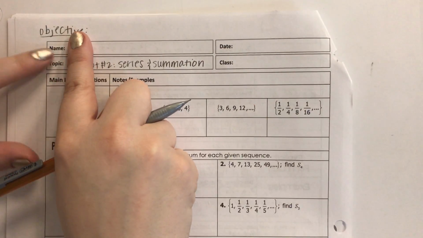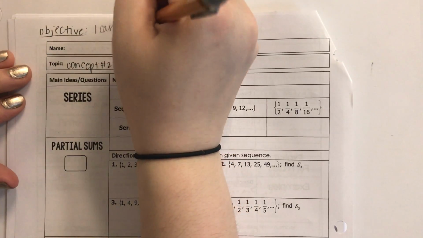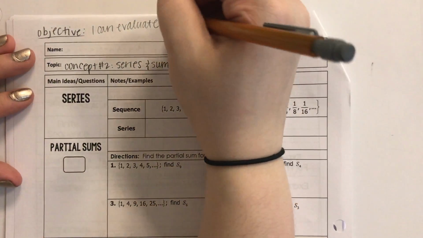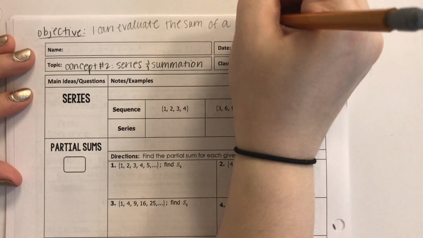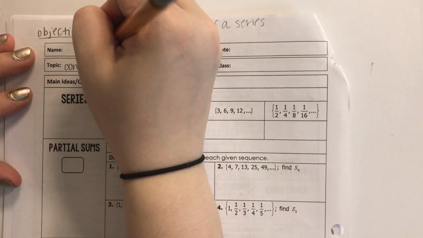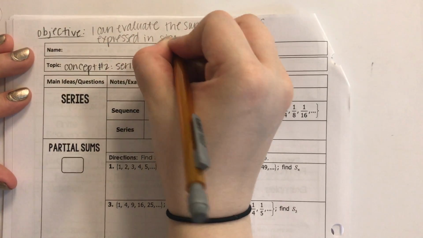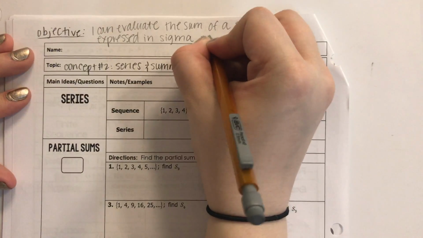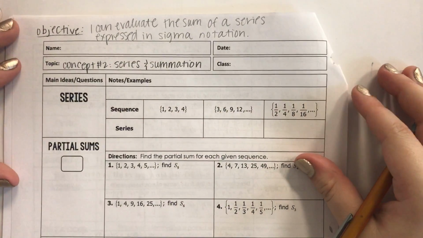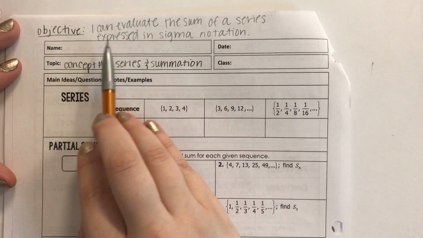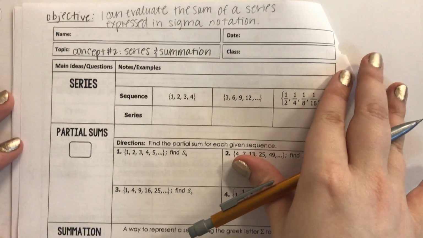So our objective for this section, or this lesson, is I can evaluate the sum of a series expressed in sigma notation. So we've seen sigma before when we did standard deviation. Not the lowercase sigma, but the uppercase sigma. It looks like a backwards E, sort of. Okay, so our objective is I can evaluate the sum of a series expressed in sigma notation. So there's two things. There's finding the sum and then understanding what sigma notation means.